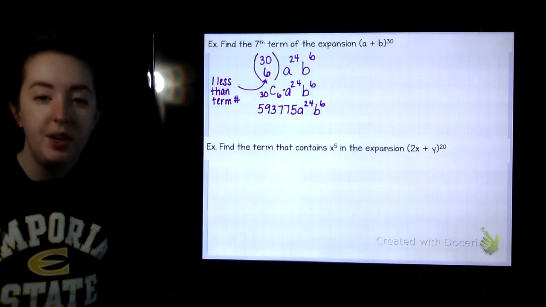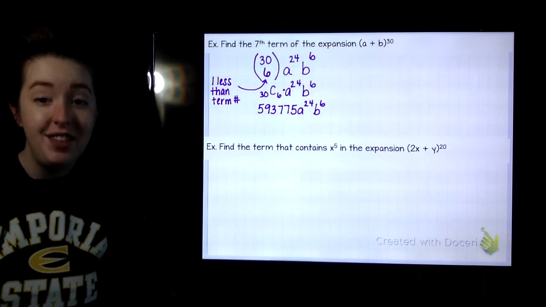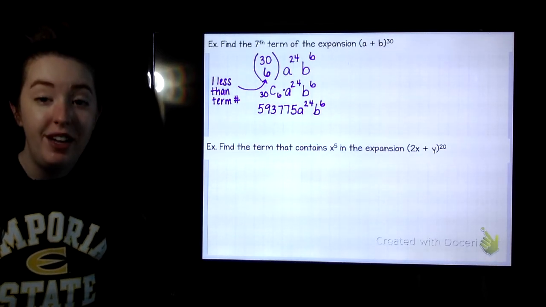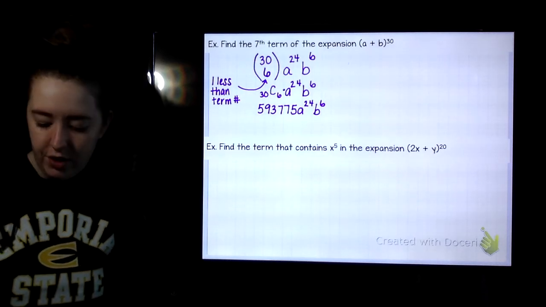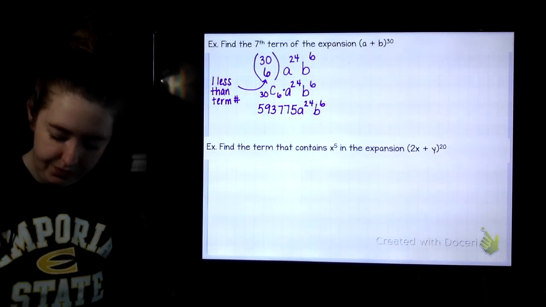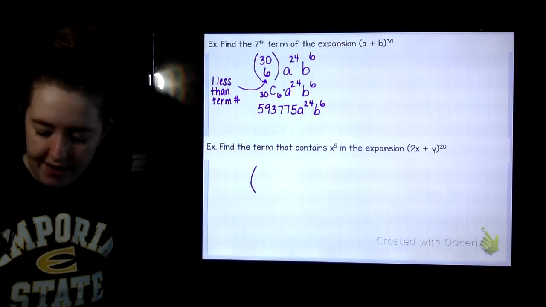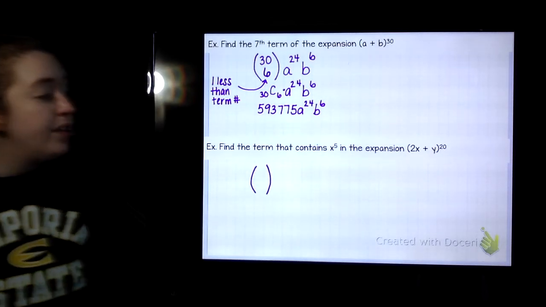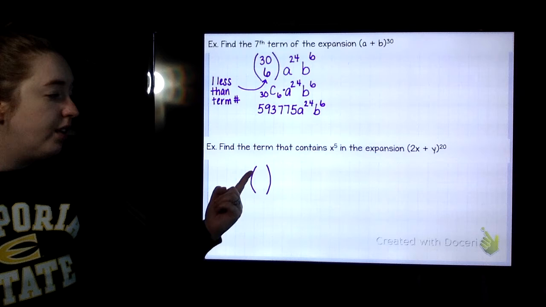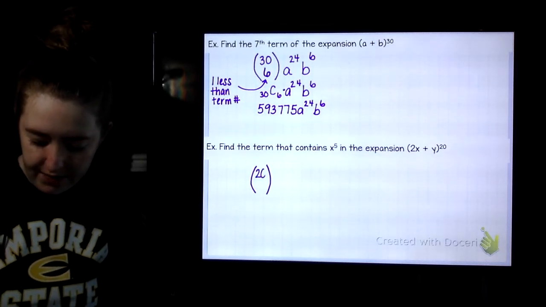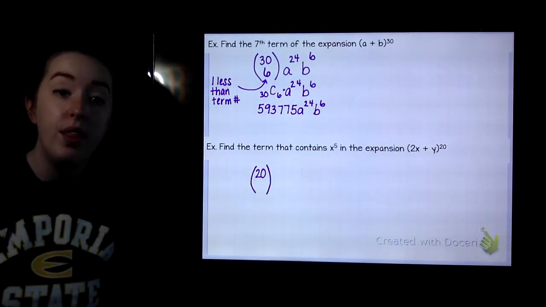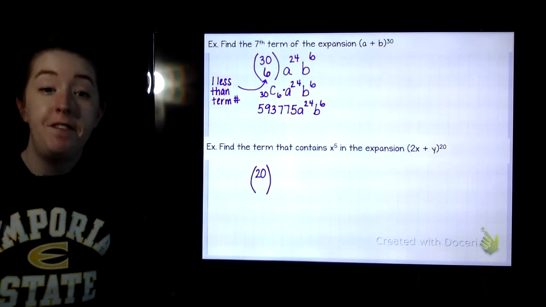Let's try the next one. We want to find the term that contains x to the 5th in the expansion of 2x plus y to the 20th. So first of all, I know I'm going to have these parentheses, and I know that the power on my binomial always goes up there on top. So I'm going to have a 20 right here. I'm not sure what number is going to go on the bottom quite yet, but I know I can figure it out.